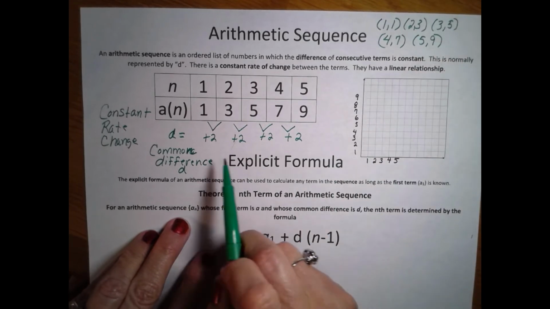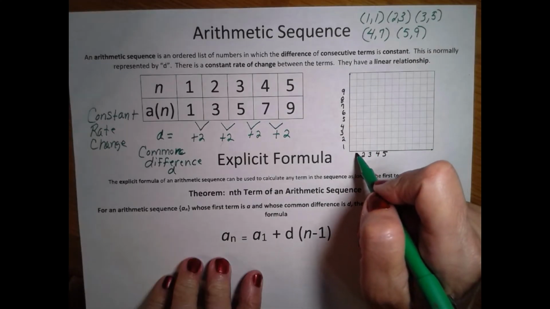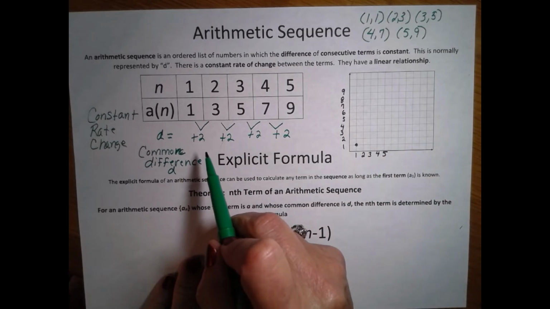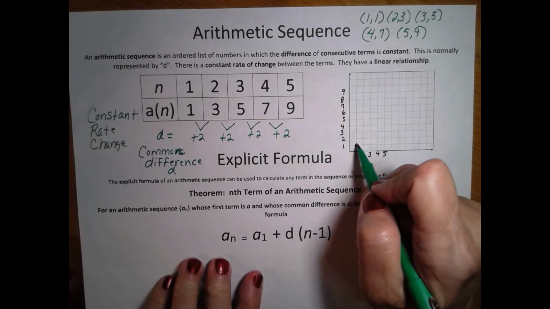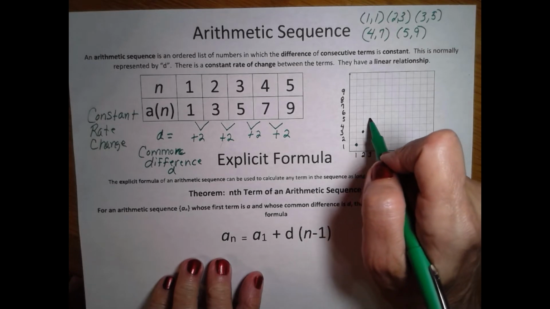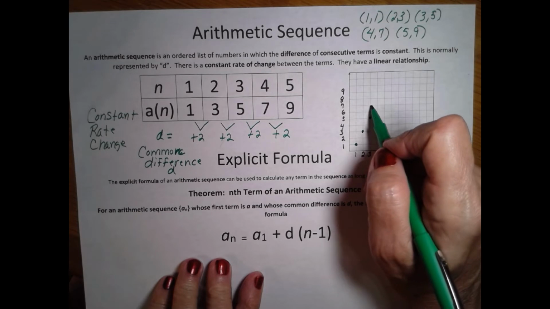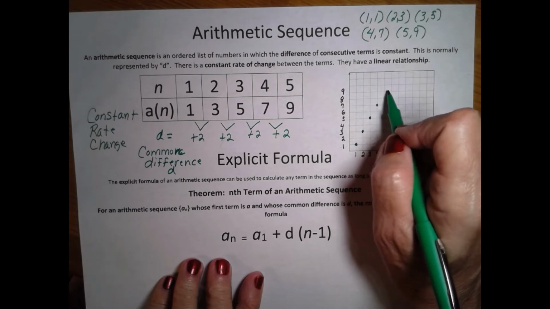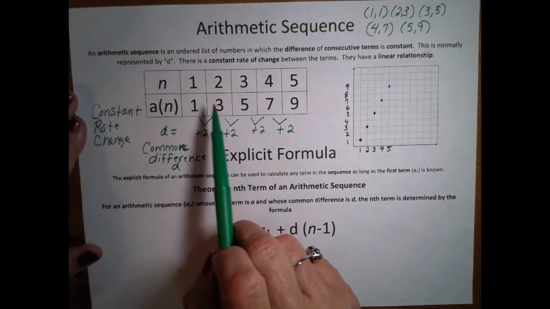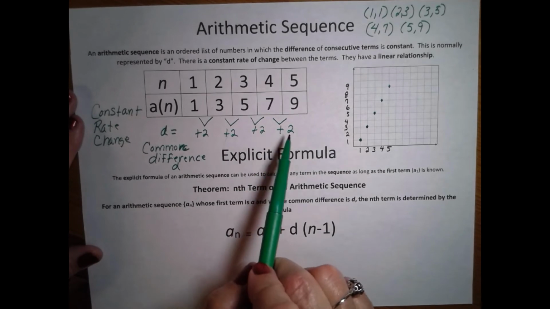Since we have a constant rate of change, I'm going to go over to 1 and up to 1. Then I'm going to use slope as rise 2 over 1. Is that (2, 3)? Yes. Rise 2 over 1. Is that (3, 5)? Rise 2 over 1. Rise 2 over 1. And I have (5, 9). It does have a linear relationship. So this is an arithmetic sequence. It has a common difference.